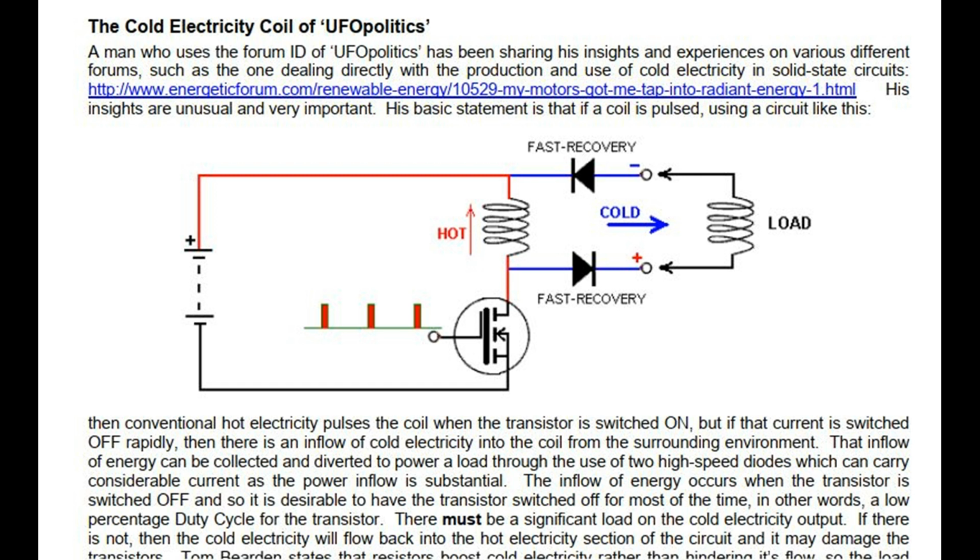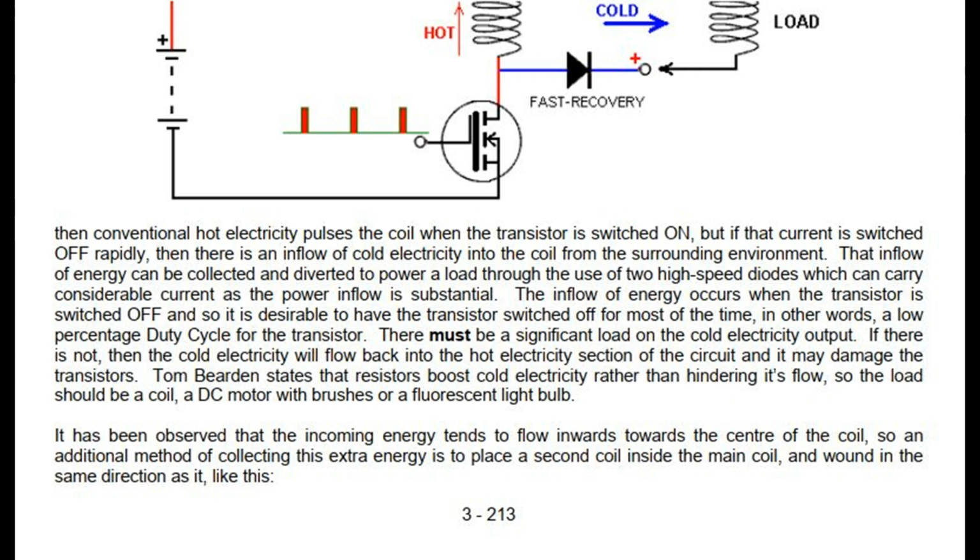There must be a significant load on the cold electricity output. If there is not, then the cold electricity will flow back into the hot electricity section of the circuit and it may damage the transistors. Tom Bearden states that resistors boost cold electricity rather than hindering its flow, so the load should be a coil, a DC motor with brushes, or a fluorescent light bulb.